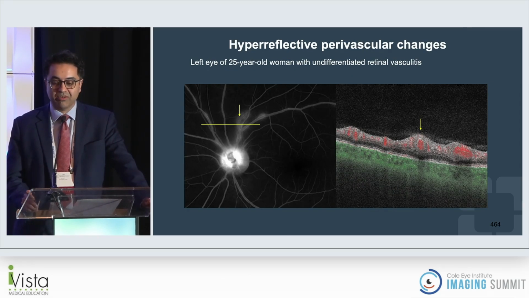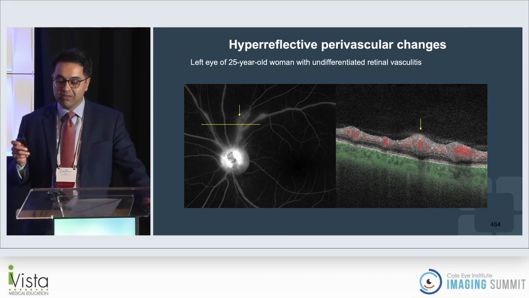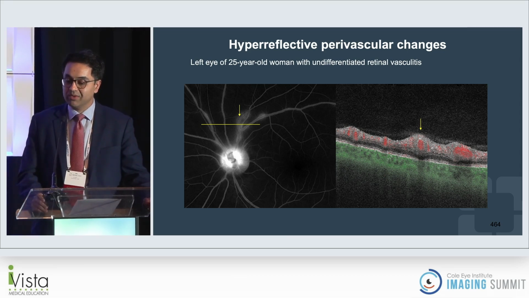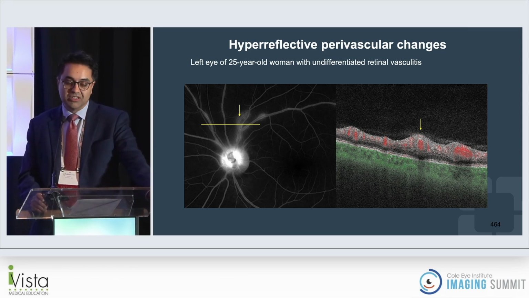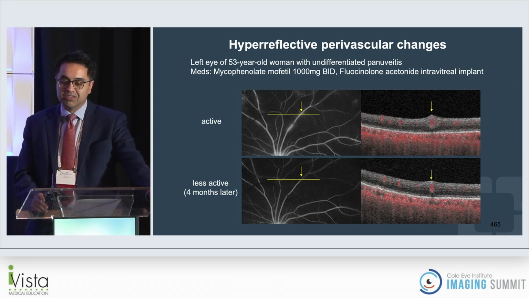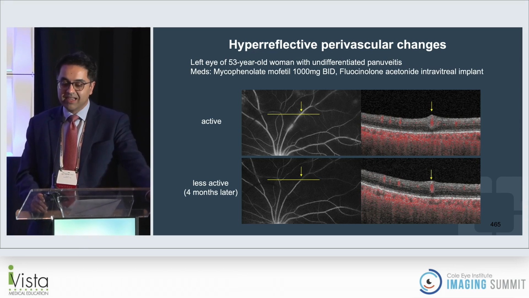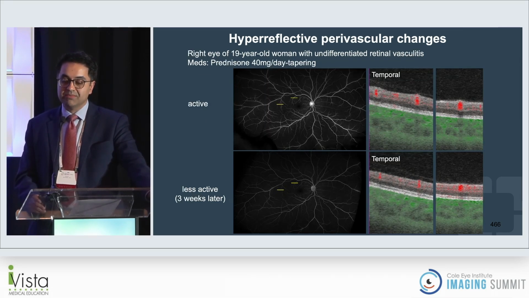We're seeing this hyperreflectivity around the blood vessels when these eyes are active, and we don't really know what that represents. Is it actually infiltration of blood cells? Is it fluid leaking out? We don't really know for sure, but there's a number of changes there. And as you take an eye that's active at that arrow and then you treat them and they're less active, we can actually see that the perivascular change goes away and the flow signal remains, and sometimes the flow signal increases and sometimes it decreases.